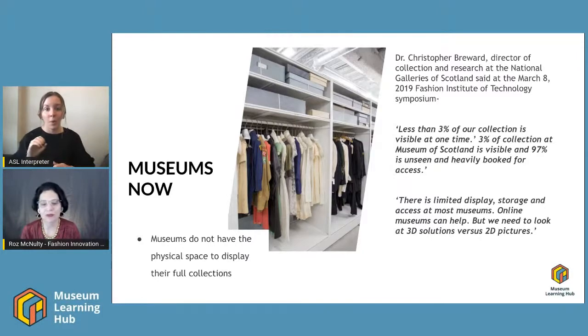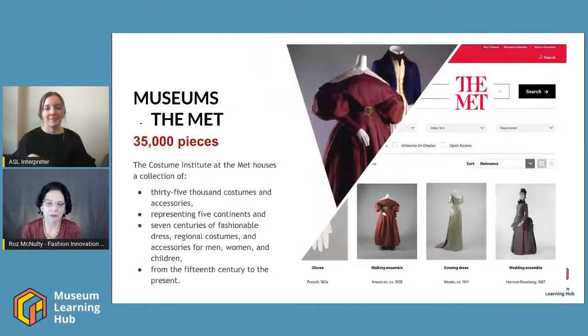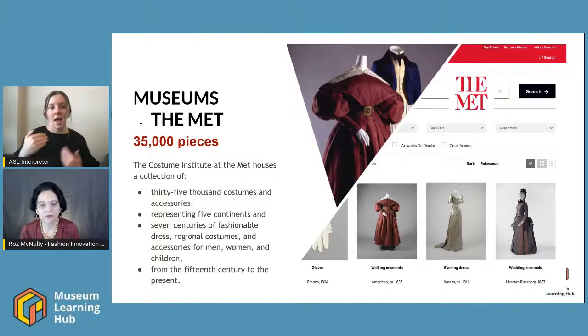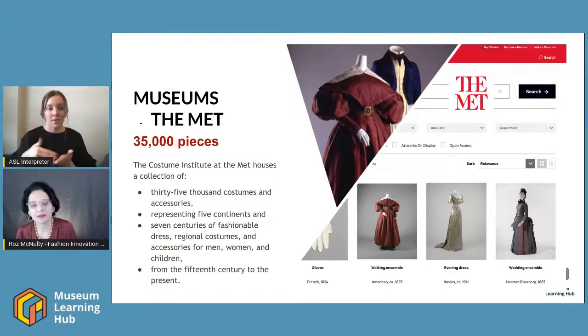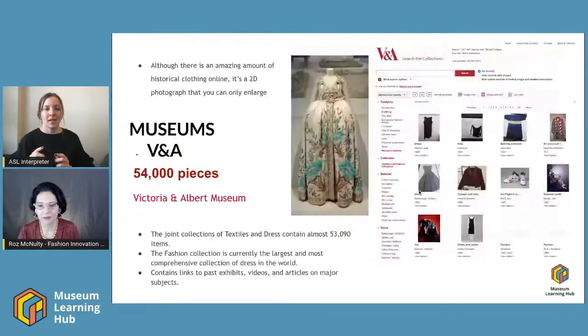3D solutions versus 2D. They don't have the space. The Met Museum has 35,000 within the Costume Institute, representing 5 continents, 7 centuries, from the 15th century to the present, and a lot of it is just photographs. Sometimes it's multiple photographs, but it's just photographs.